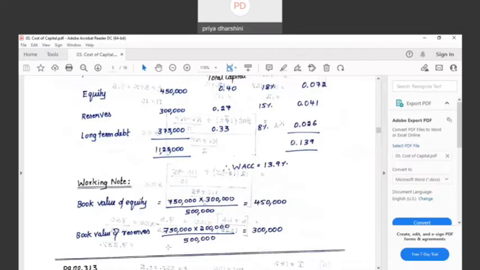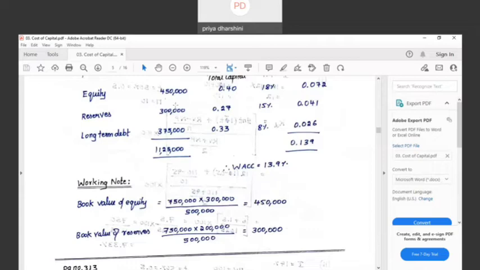How did I get 5 lakhs? 3 lakhs is capital, 2 lakhs is reserves. So total of equity shareholders' funds is 5 lakhs. 7,50,000 into 3 lakh by 5 lakh will give you 4,50,000. 7,50,000 into 2 lakh by 5 lakh will give you 3 lakhs. So you get the share of market value for the capital and for reserves.